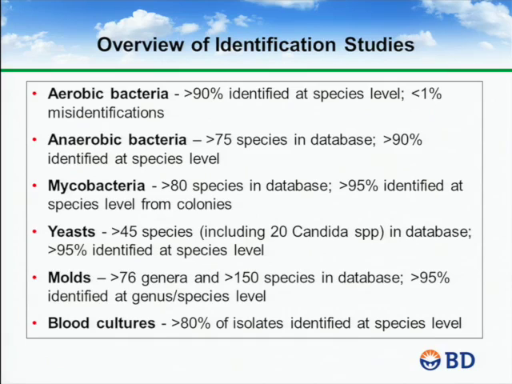And then finally, with blood culture isolates, greater than 80% could be identified directly from the positive blood cultures. The ones that could not be identified were because the numbers of cells were too few in the positive blood culture.